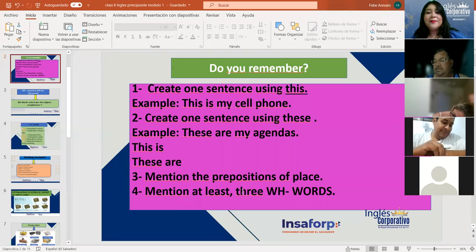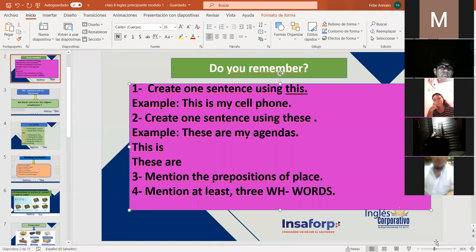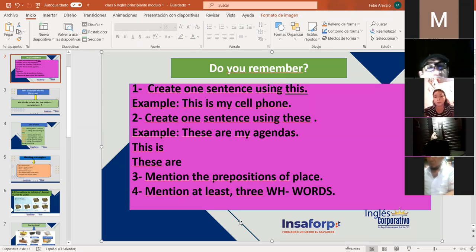Excelente, thank you. Sé que ayer vimos rapidito las double H words, pero quiero considerar que algunos de ustedes tomaron notas u otros tomaron screenshots y ya las leyeron. Let's see, Melvin Benavides, tell me at least three double H words. Who, asking about a person. What, asking about a thing or idea. When, asking about time. Excellent, bravo, very good.